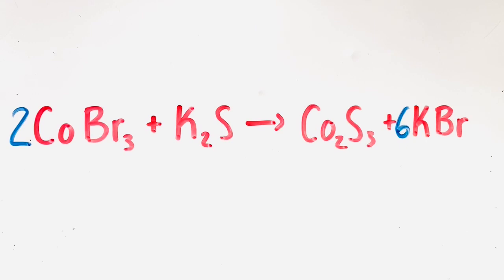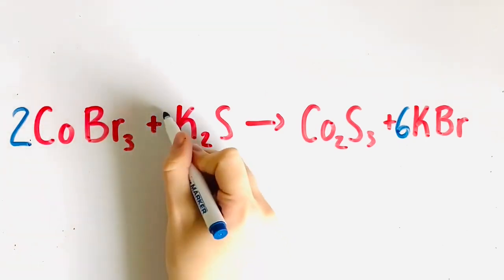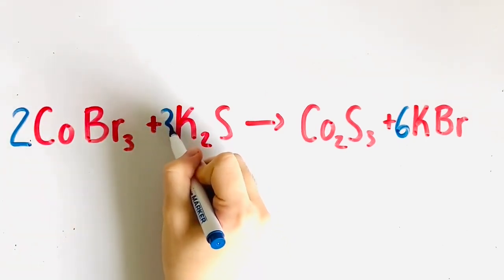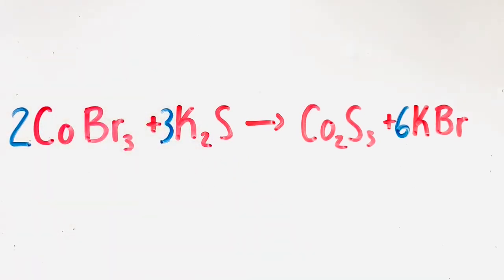Not only are there 6 bromine atoms, but there are now 6 potassium atoms on the product side, so we have to go to the potassium on the reactant side and add a coefficient of 3 in front of it, because 3 times 2 is 6, giving it 6 potassium atoms. Finally, there are 3 sulfur atoms on the product side, but since we already added a 3 in front of K2S, there are 3 sulfur atoms on both sides. To double check your work, go through each atom and see if they are balanced on both sides. There are 2 cobalt atoms, 6 bromine atoms, 6 potassium atoms, and 3 sulfur atoms on both the reactant side and the product side.